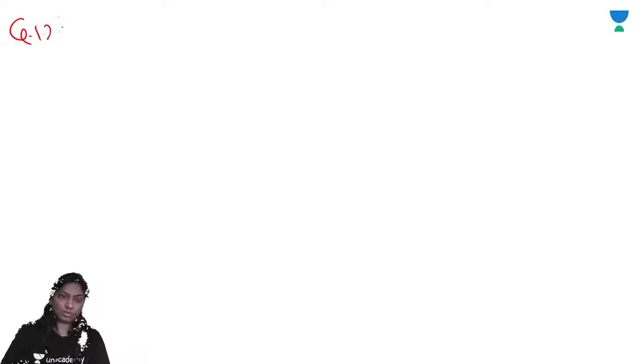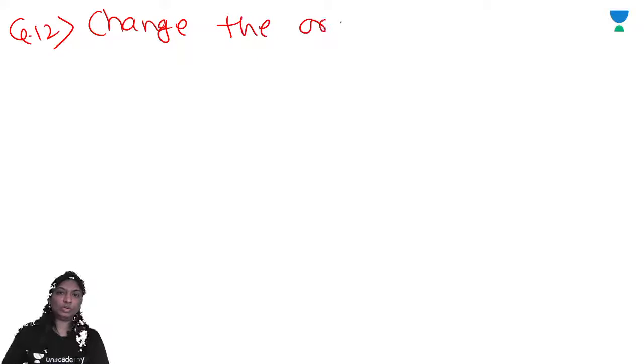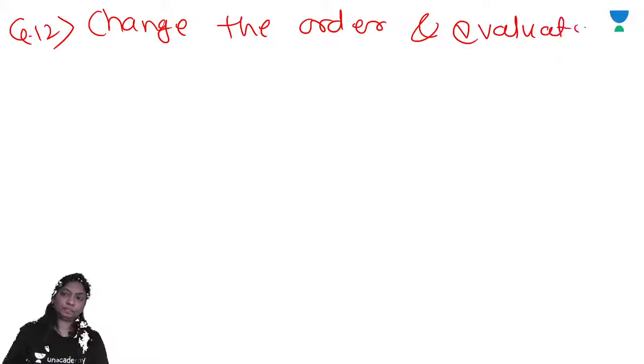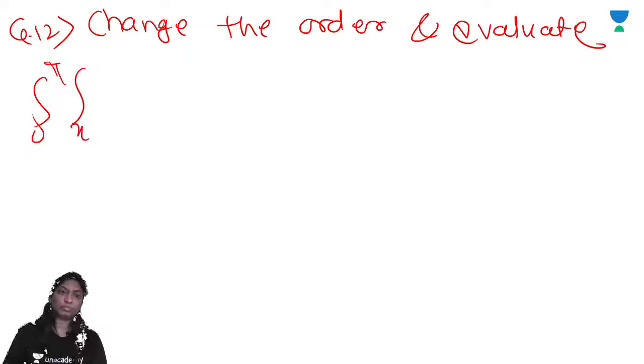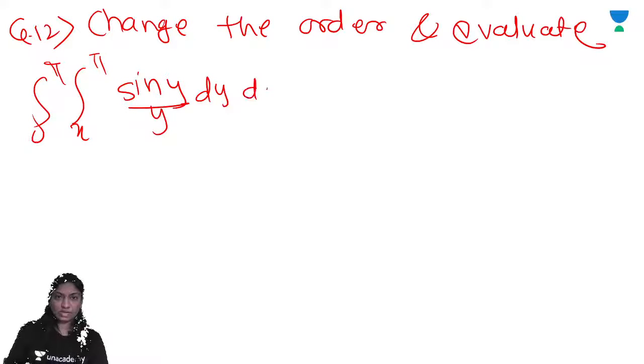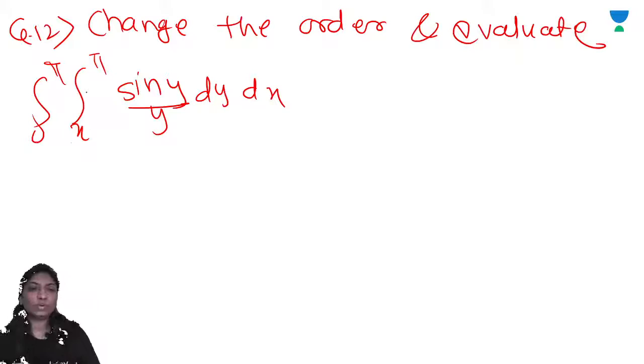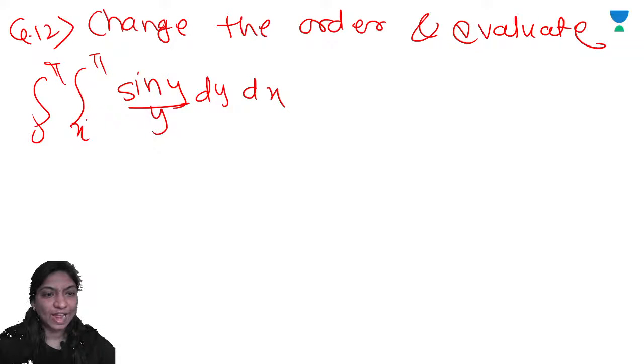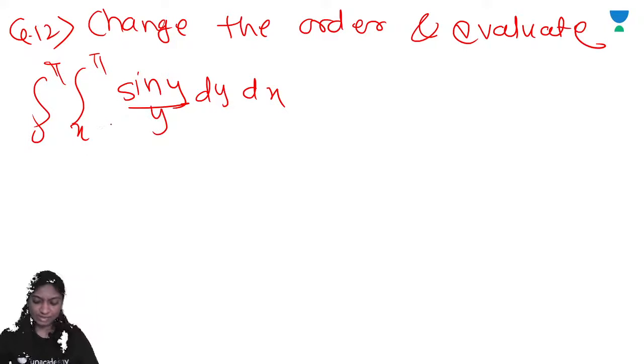Let's see one more example. So question number 12. Change the order and evaluate the integral from 0 to pi, integral from x to pi sin y upon y dy dx. Now here integral limits are y is equal to x to y is equal to pi. Now it means the strip is parallel to y axis. Now to change and evaluate the integration, we will draw the strip parallel to x axis. Right?